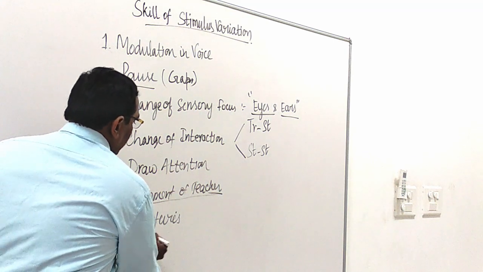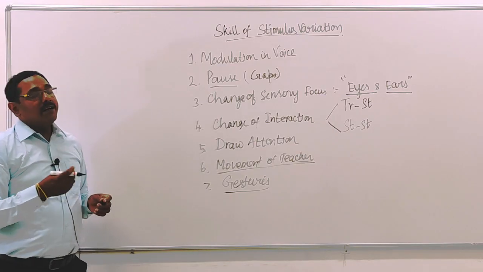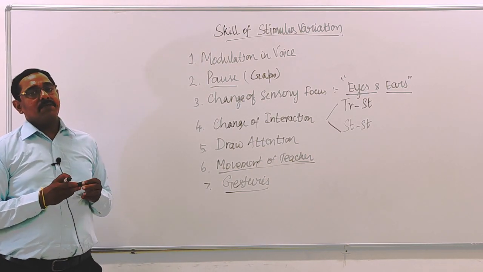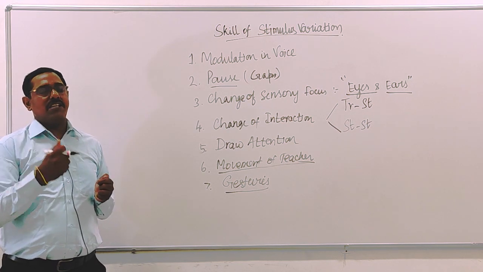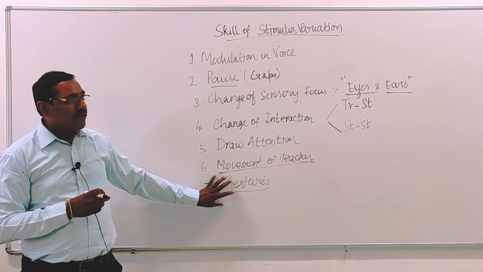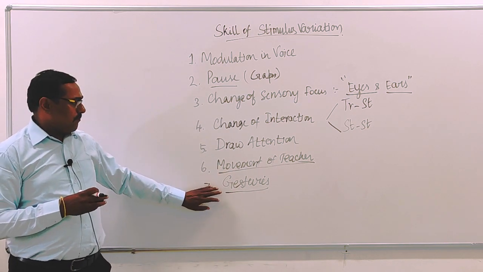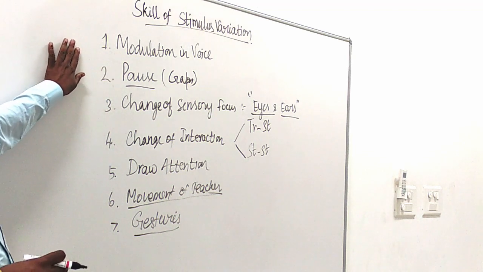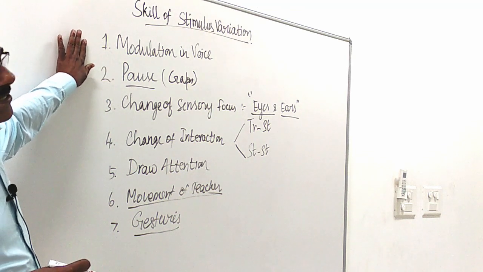And then we have to use gestures. Keep a smiling face, and use our hands to show victory, to show goodwill to the student. If we use gestures, then the class will be better. So these different stimuli will help reduce monotony in the class.